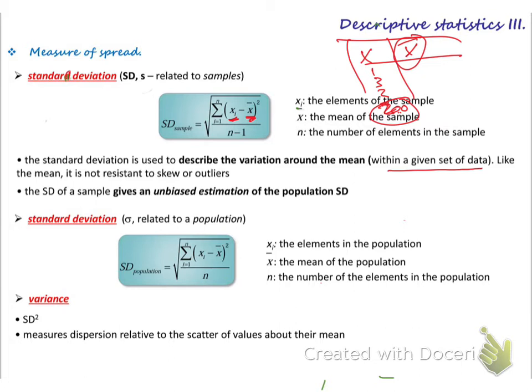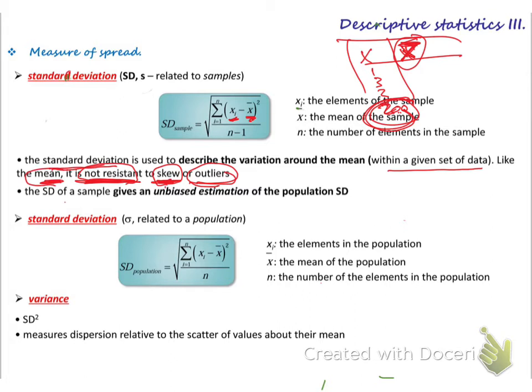An outlier or skew will appear here in X bar, it will be impacting the X bar. So the standard deviation is also like the mean, it is not resistant to the skew, okay? It will be distorted by the skew and by the outlier. If I have any outlier or any odd data, skew or tail, the standard deviation would be impacted by it. It will not be resistant. So the standard deviation, same as the mean, will be impacted by the skew or the outlier.